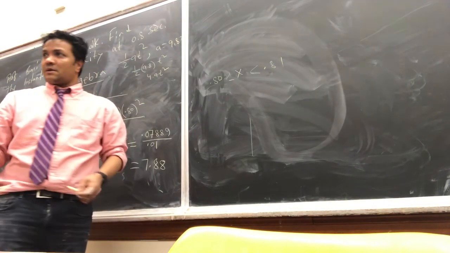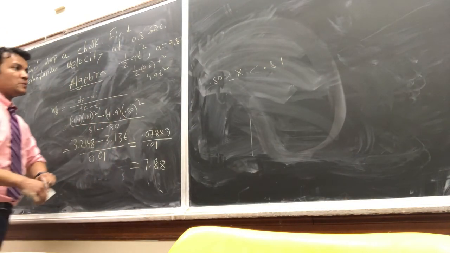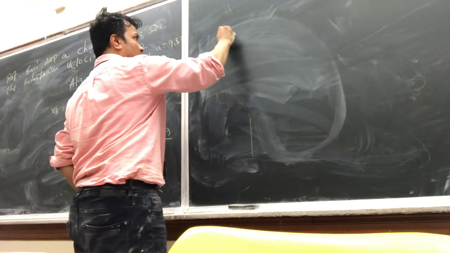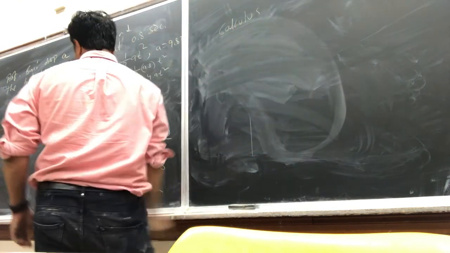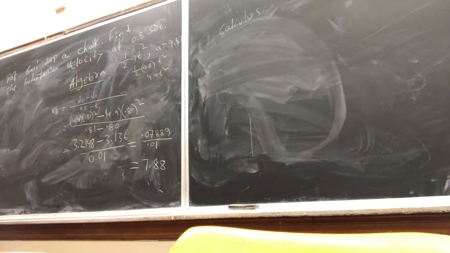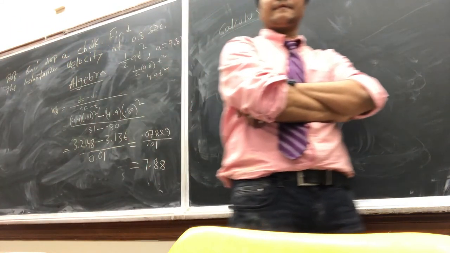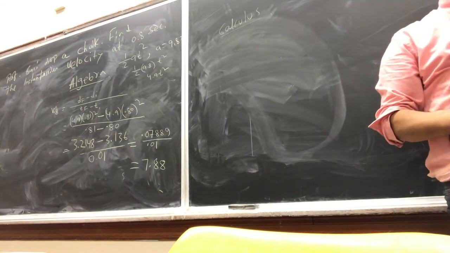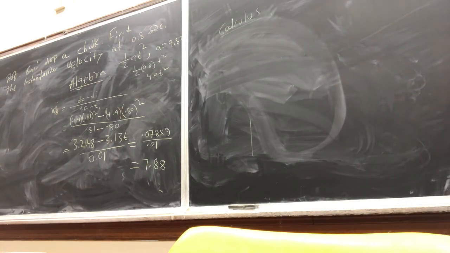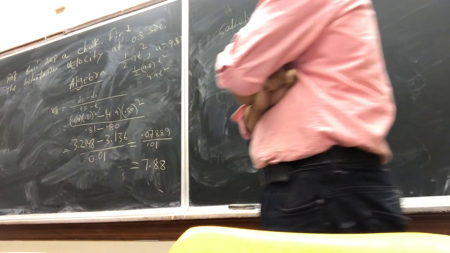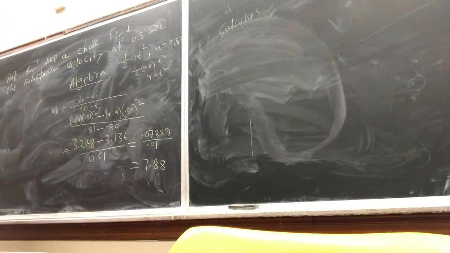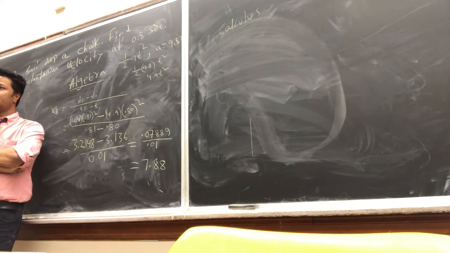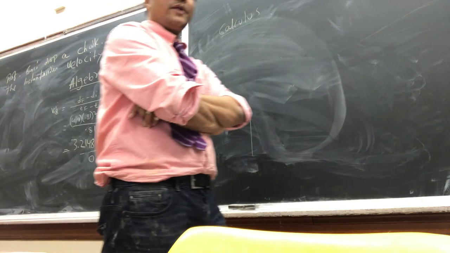I'm going to give you one minute to do the calculus part. Go ahead, do the calculus part. Calculus is going to be very close to 7.88. Okay, who got it? You got it. Okay, help me out. What should I write?